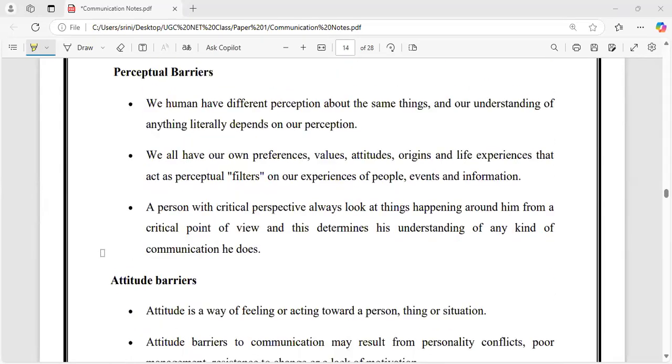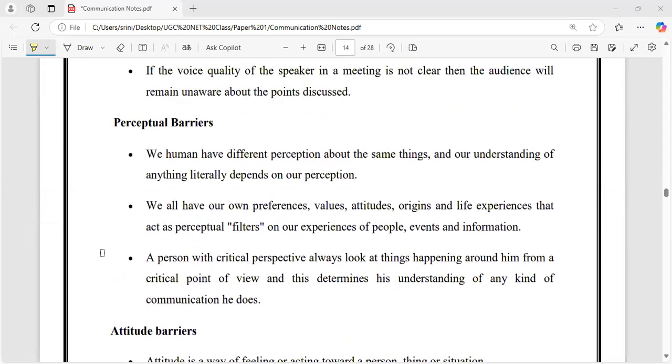And then perceptual barriers. Our understanding of anything literally depends on our perception, how we see things. We all have our own preferences, values, attitudes, origins, and life experience that act as perceptual filters on our experiences of people, events, and information. A person with a critical perspective always looks at things happening around him from a critical point of view, and this determines his understanding of any kind of communication he does.